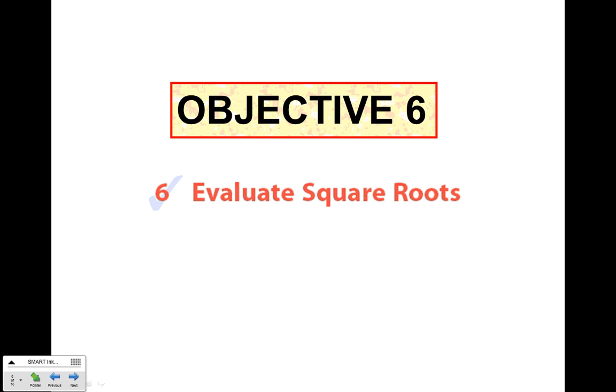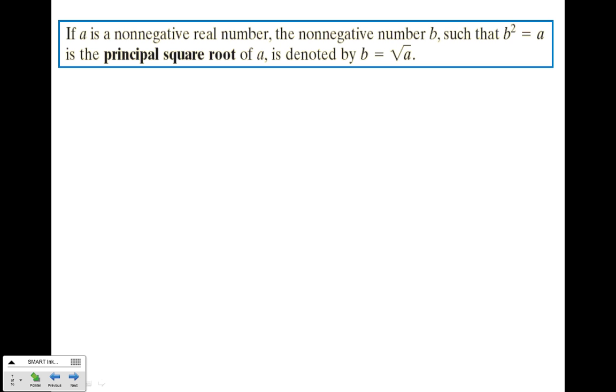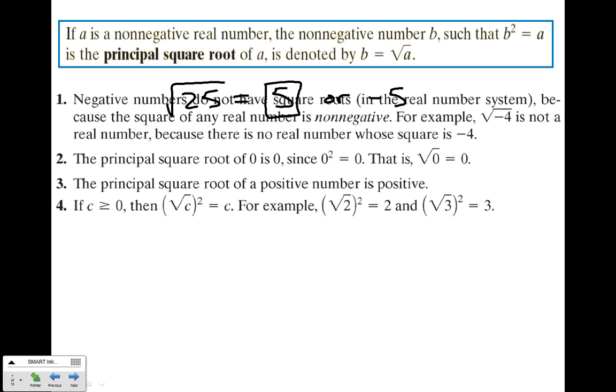All right, let's talk about square roots for our 6th objective. Square roots. A is non-negative. Remember, you cannot take square roots of a negative. The non-negative number b, such as b squared equals a, is the principal square root. Okay, principal meaning, just a reminder, remember square root of 25 is 5, or it could be negative 5, right? But 5 is the principal square root on this one.